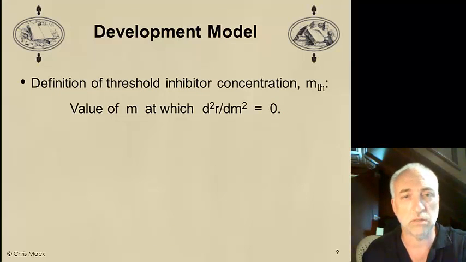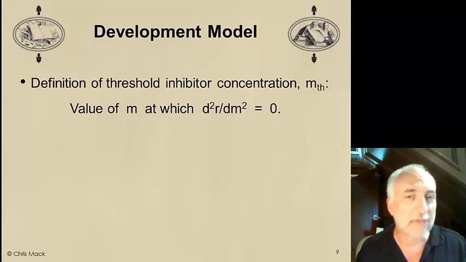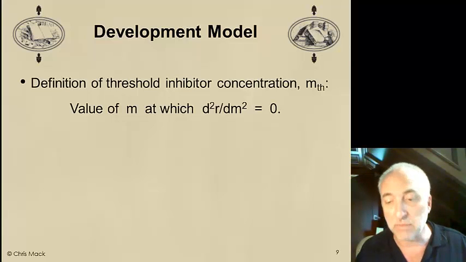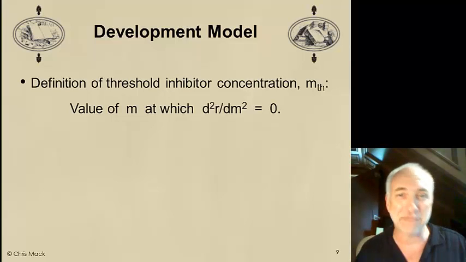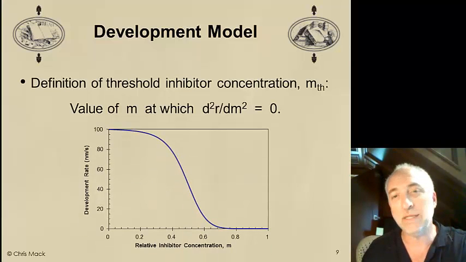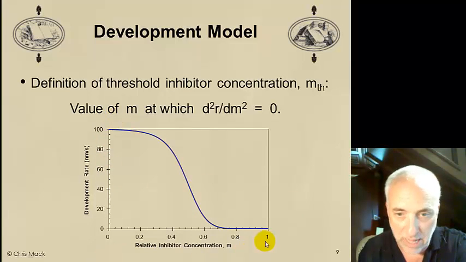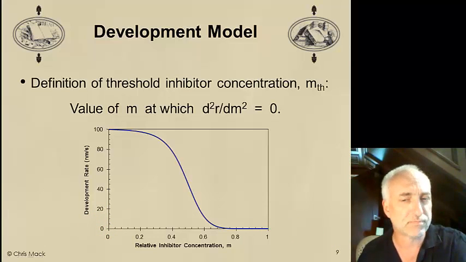What does it mean? Well, the definition of the threshold inhibitor concentration is the value of m at which the second derivative of development rate versus m is equal to 0. Now, does that sound like a very intuitive definition? Well, actually it is when you think about it and if you understand what the second derivative means. So here's our development rate curve. Development rate versus m. M is the inhibitor concentration. Remember that 1 means completely unexposed or unreacted resist. 0 means completely exposed, completely deprotected polymer.